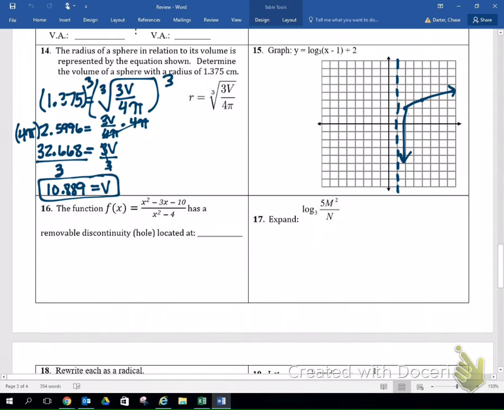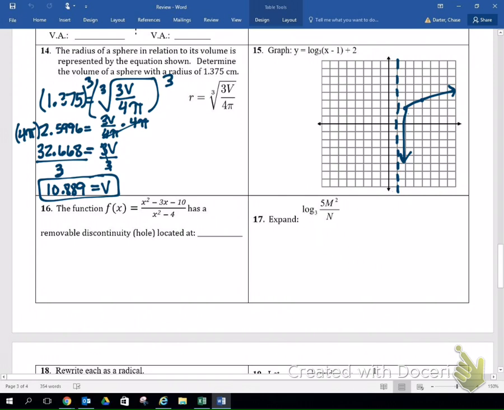So on the test, you will have a graph probably and be asked to pick the equation that matches, or they'll give you an equation and say which graph matches it. The key thing here is to know or be able to read on your calculator that the vertical asymptote happens at the h value. All right, 16.